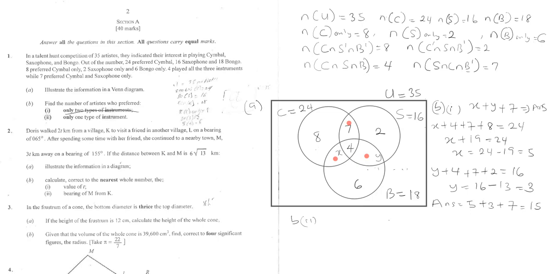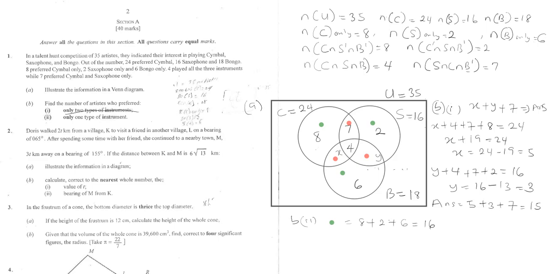So let me give it another color so that you can actually follow. Let's give it this one and this one and this one. So they are exactly one instrument. To calculate exactly one instrument, it will just be the total green, which will be equal to 8 plus exactly 1 plus 2 plus 6. If you add them together, this is 16. And this is where you can confirm your answer.